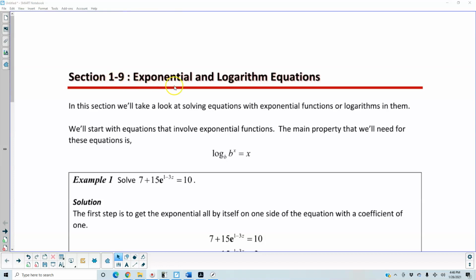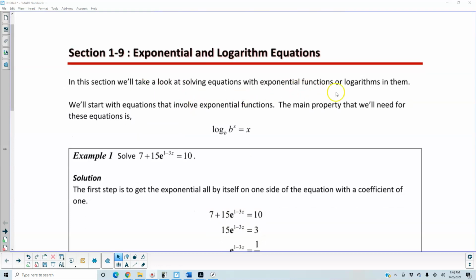Section 1.9, Exponential and Logarithm Equations. In this section, we'll take a look at solving equations with exponential functions or logarithms in them. We'll start with equations that involve exponential functions.